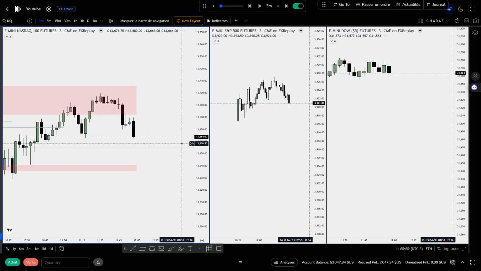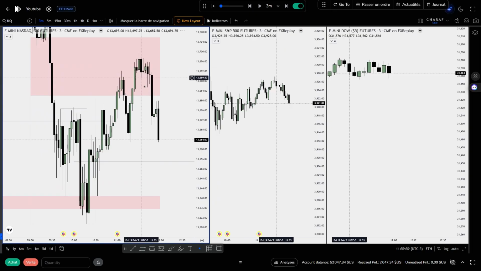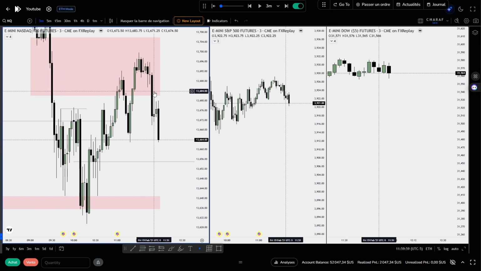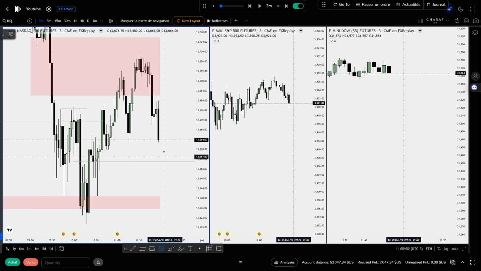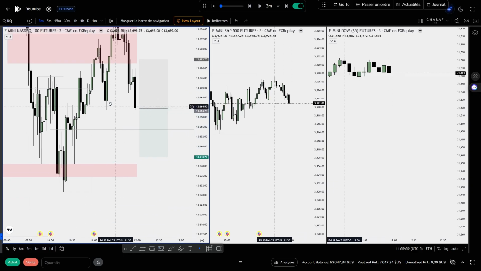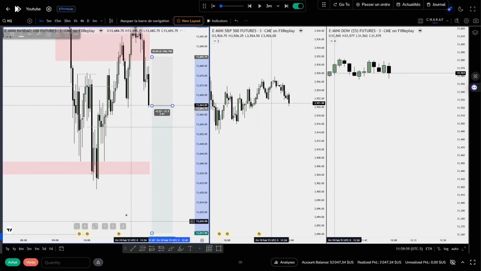So let me go to the 3-minute. We got the intra-candle change of state. We got another one, but this hasn't traded off of anything really. I think I might just take the risk here.